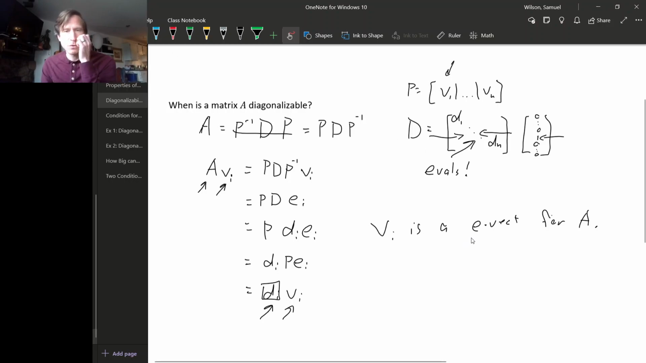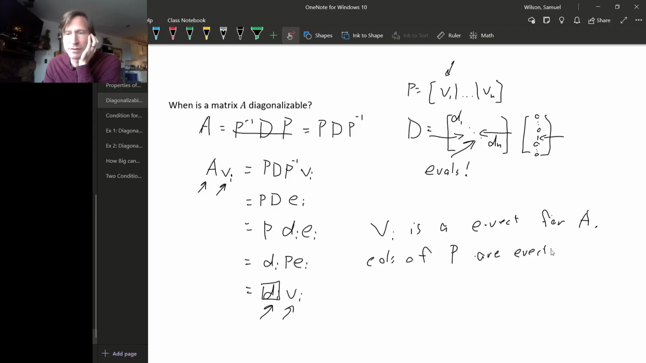Okay, so we assumed that this matrix was diagonalizable, and what we found is that the columns of this matrix P from our similarity relationship are eigenvectors for A. Well, every matrix has some eigenvectors. What's special about these eigenvectors? What's special is they form the columns of an invertible matrix. That means that the columns of this matrix have to be a basis for Rn.